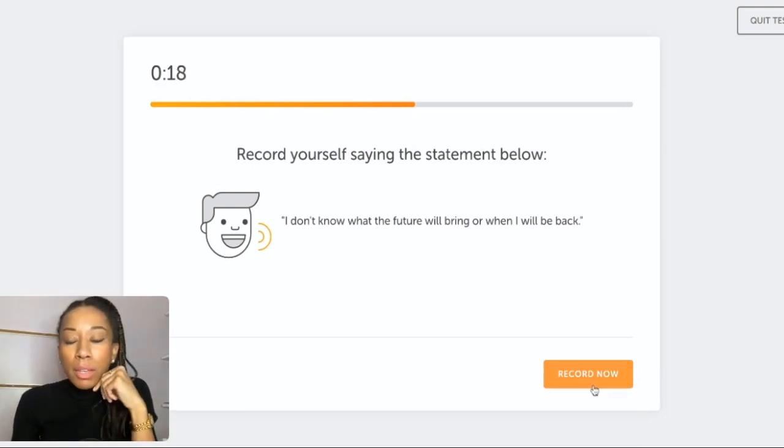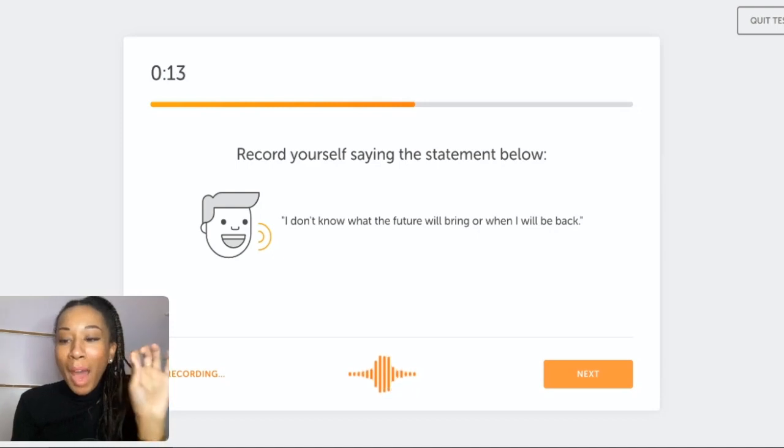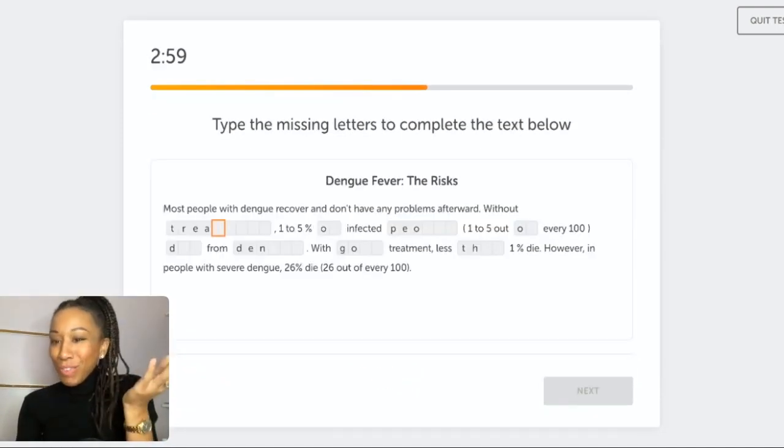Okay, record yourself saying the statement below. I don't know what the future will bring or when I will be back. This is fun. Okay, most people will, with dengue, recover and don't have any problems afterward.